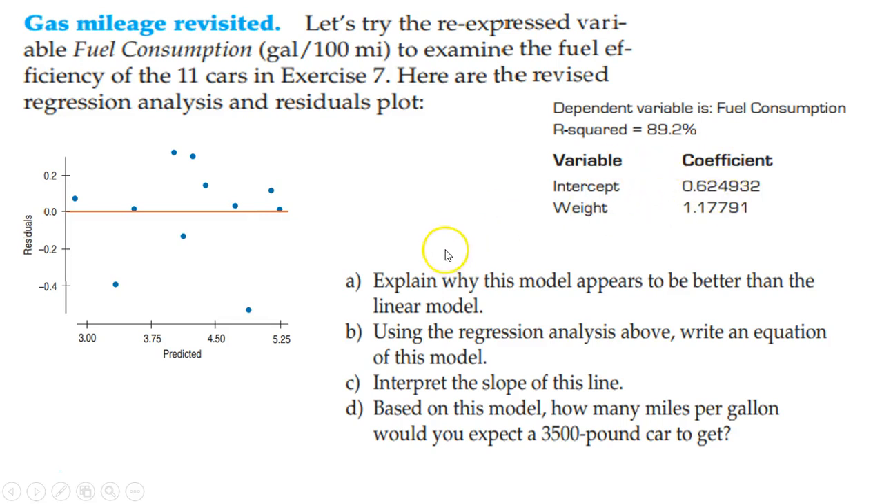Here is our data to see what's happening with it, and then there's an R squared. It says using the regression analysis above, write an equation for the model. All right. And then based on the model, how many miles per gallon would you expect a 3,500 pound car to get? So let's take a look here and see what we get.